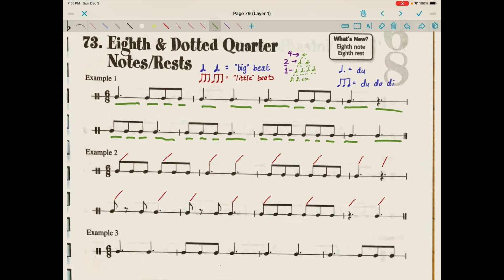I want to take the time to look at measure 5. So right here. And I'm just going to write in the eighth note little beat pulse that we'll feel in that measure. So an eighth note falls here. An eighth note falls on the rest. An eighth note falls here on this eighth note. Three more eighth notes fill in this dotted quarter note.